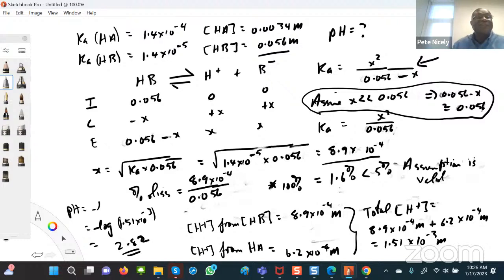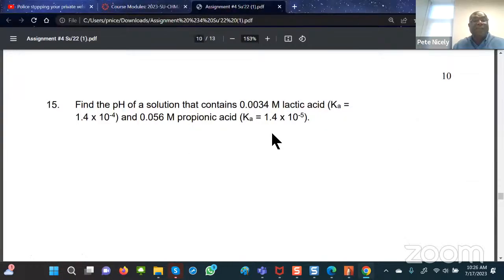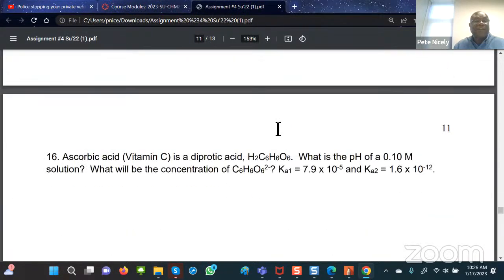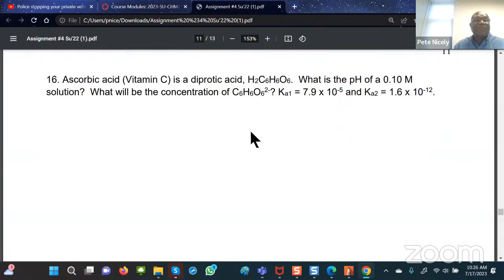Okay. So let me minimize this here and go back to the assignment and scroll down. Now, this one is an interesting one. It talks about ascorbic acid, which is the same thing as vitamin C, and it gives you the formula of the acid. And it says, what is the pH of a 0.10 M solution?